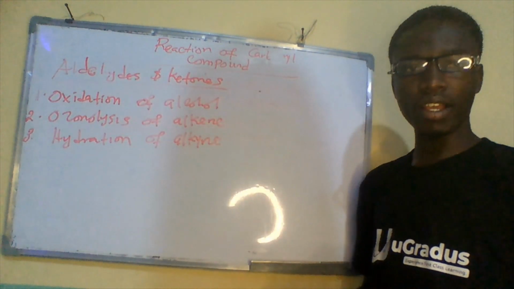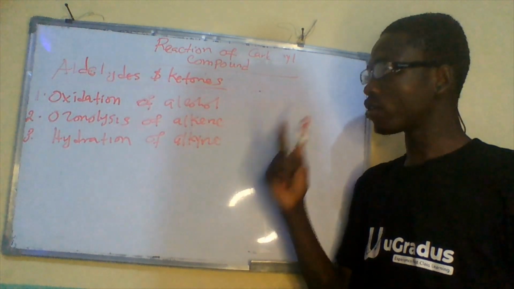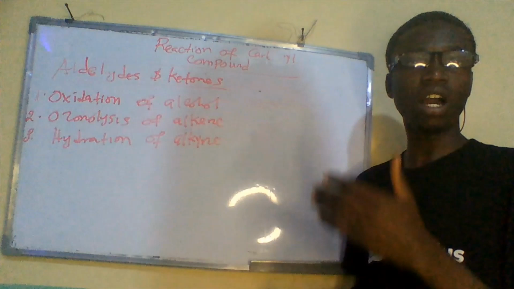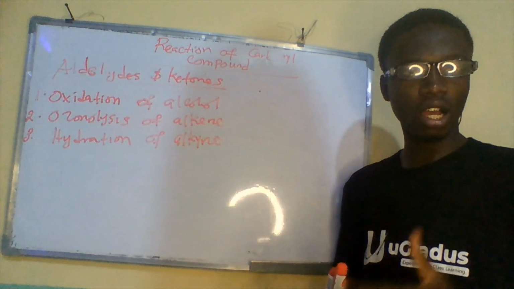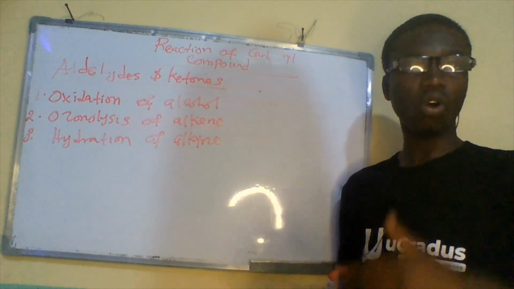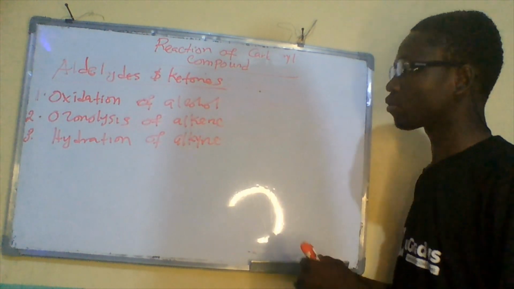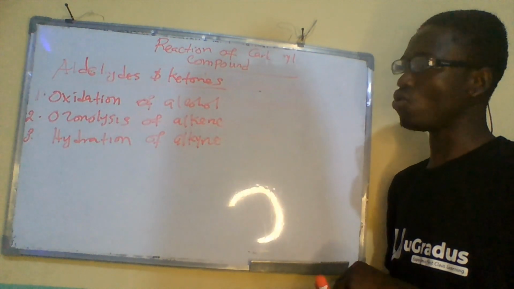These are the three major ways that you can produce alkanal or alkanone. If you oxidize alcohol, you will get alkanal or alkanone. If you ozonolize alkene, you get alkanal or alkanone. If you hydrate alkyne, you get alkanal or alkanone. So these are the three ways of producing aldehydes and ketones.